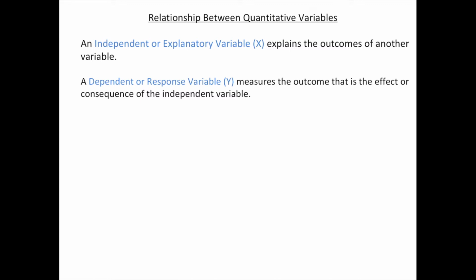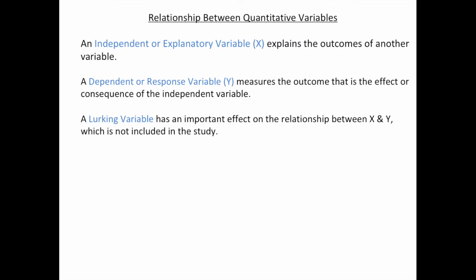And besides these two main variables in the relationship, there's also a lurking variable, and this is a variable that has an important effect on the relationship between x and y, which is not included in the study. So if you recall our video on bias, when you have confounding bias, that's where a lurking variable will occur, and so x is confounded with the effect of the lurking variable.